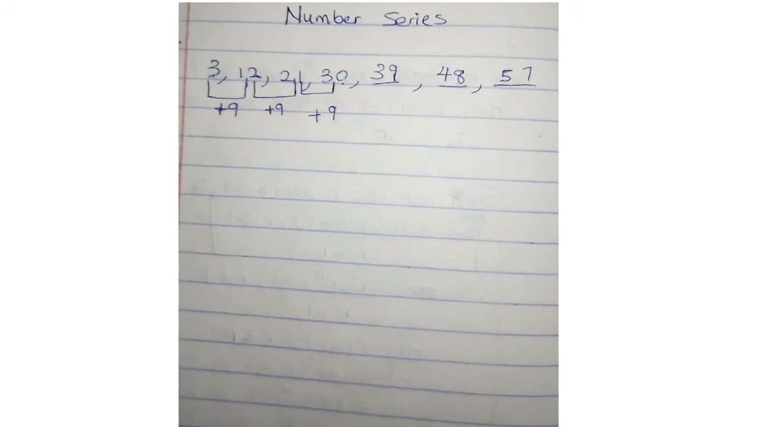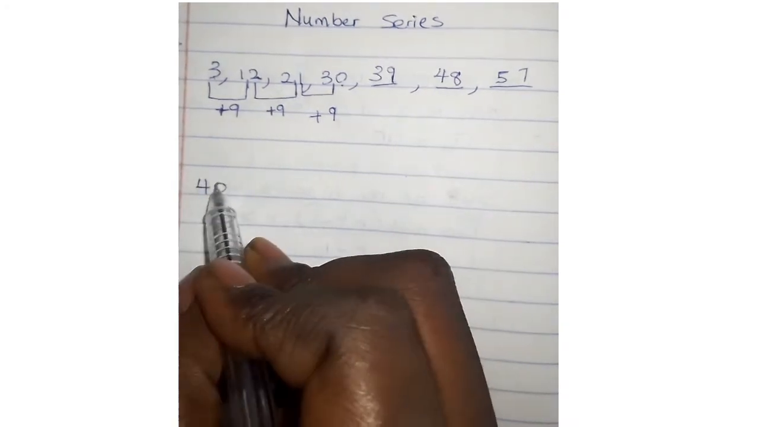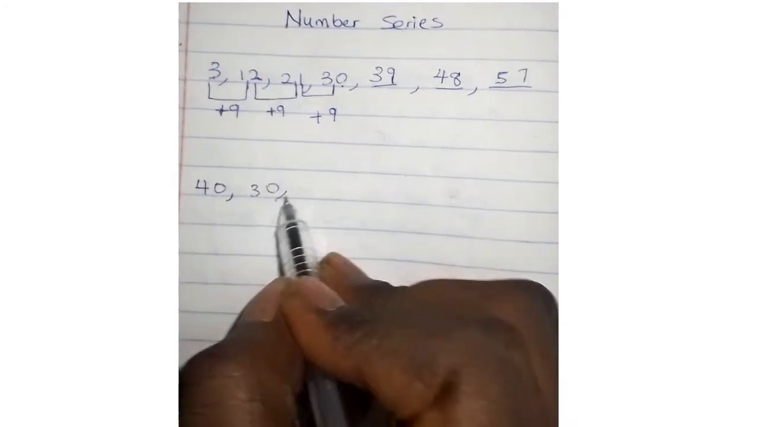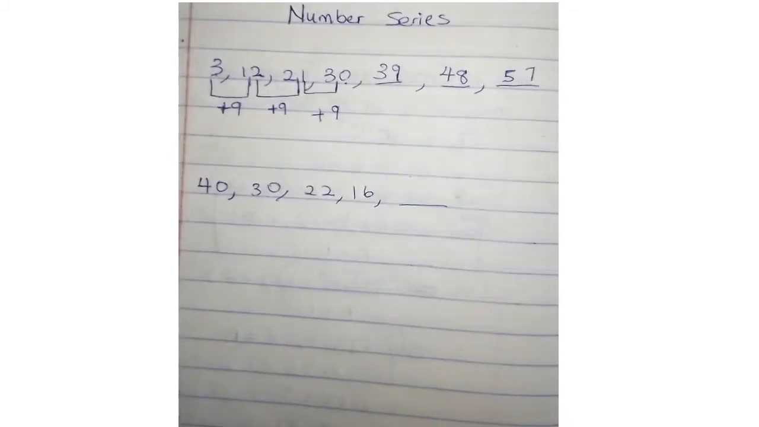For example, we're given something like this: 40, 30, 22, and 16, and we're asked to look for the next number. Now, if you notice, the numbers are decreasing. As it's going down, there's a difference between these numbers. Something is happening for the numbers to decrease, and we're going to look for that.